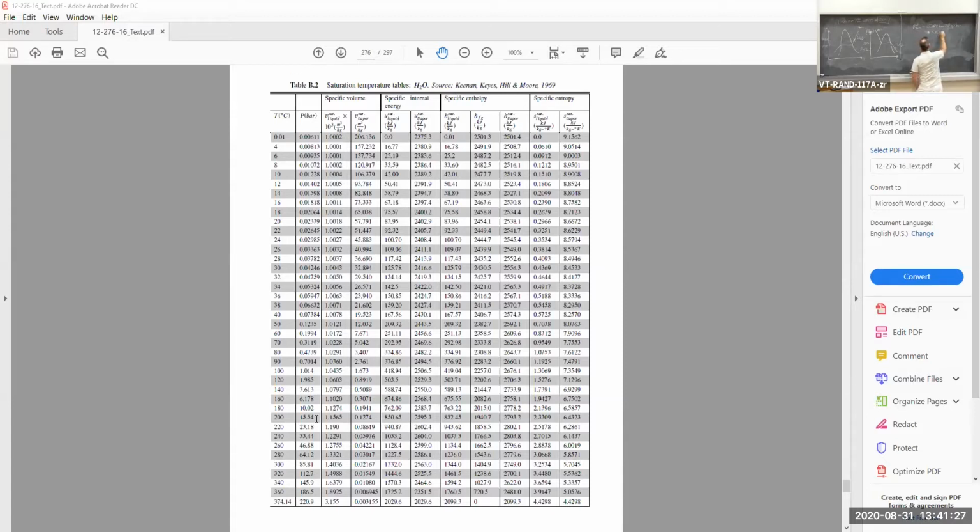Superheated vapor. Okay? Our pressure is below the boiling pressure, superheated vapor. Our temperature is above the boiling temperature, superheated vapor. Okay?